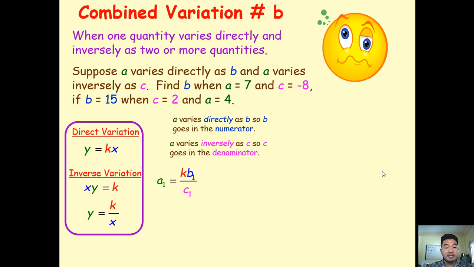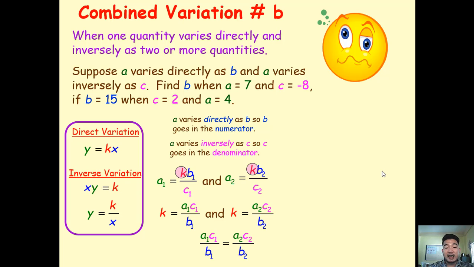Our equation would be A sub 1 equals K times B sub 1 over C sub 1. How about our second equation? Ganyan lang din, papalitan mo lang ng 2 yung sub niya. So, A sub 2 is equal to K B sub 2 divided by C sub 2. Then we solve for K. Yan, pareha sila. K is equal to A sub 1 times C sub 1 over B sub 1. And K is equal to A sub 2 times C sub 2 divided by B sub 2. Meaning, they are both equal to K, kaya sila ay equal.